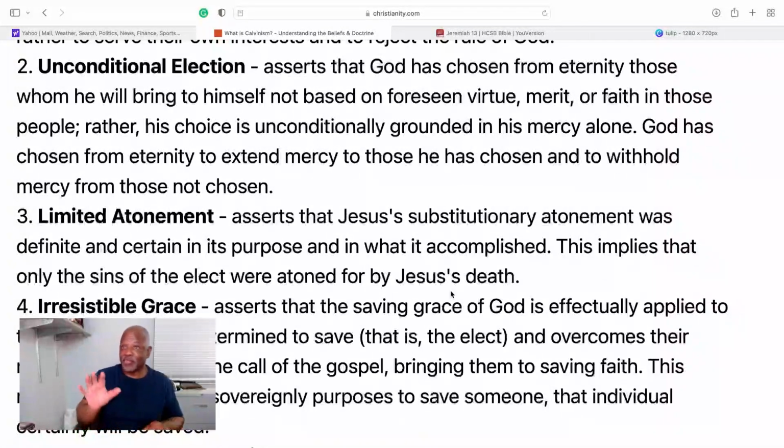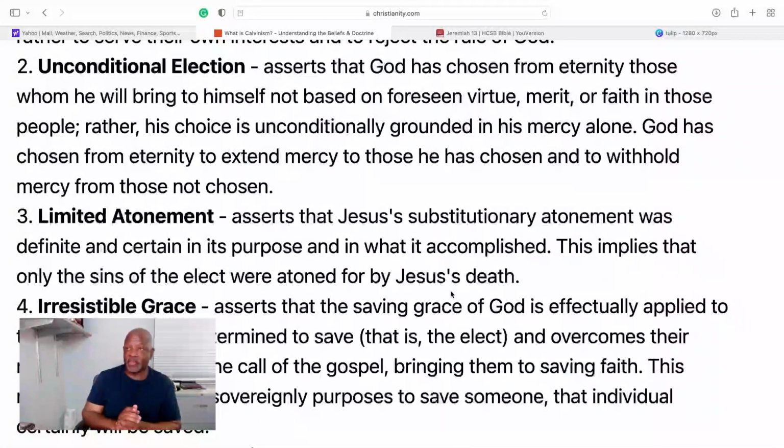Notice that, or faith. Again, despite the Bible telling us over and over again about faith, unconditional election says no. God chooses, right? Then it says, rather his choice is unconditionally grounded in his mercy alone. God has chosen from eternity to extend mercy to those he has chosen and to withhold mercy from those not chosen. All right. Now, what does that mean? Simply this. If you are chosen, hooray for you. If you are not chosen, you're up the creek with no oars.